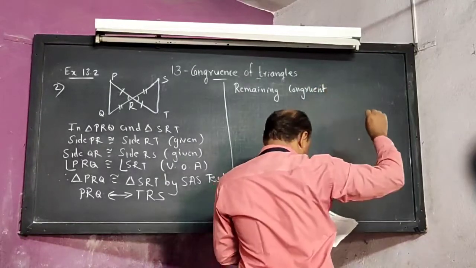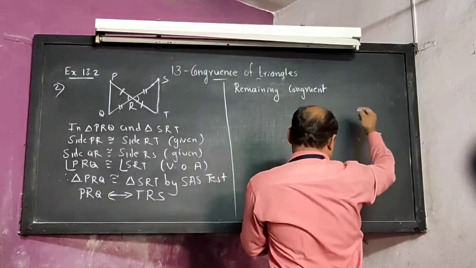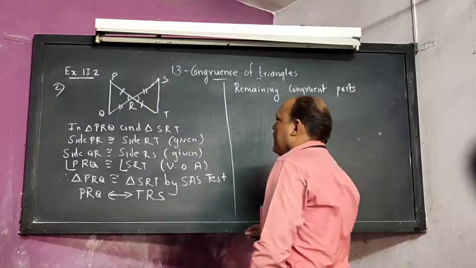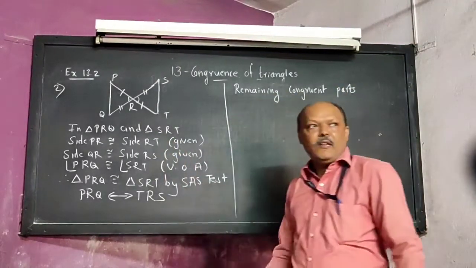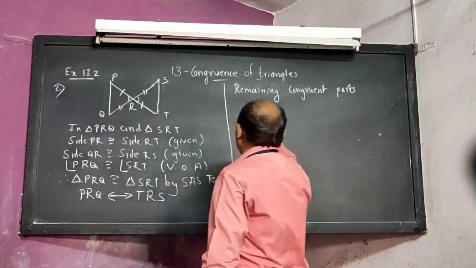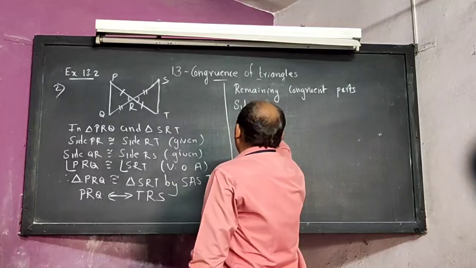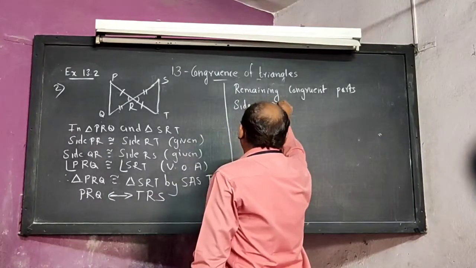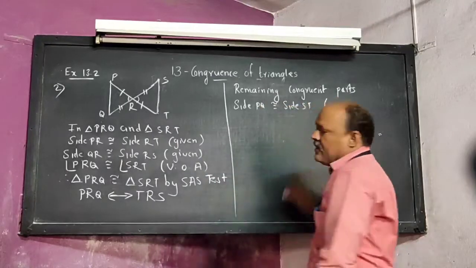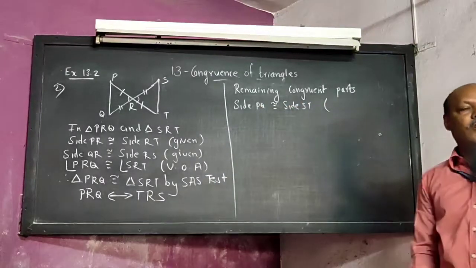Congruents. Two sides are already given, written over here. One side's marking is there, but for the side PQ the marking is not there. The side PQ will be congruent to side ST.